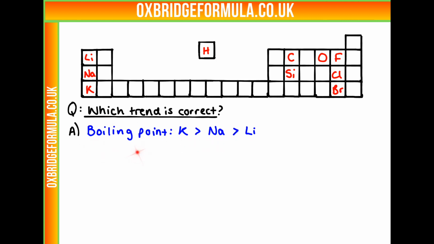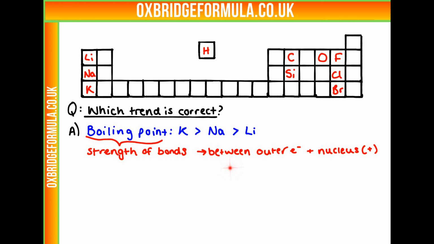Well, let's first think about what actually are boiling points. Boiling points are the strength of the bonds between the atoms. So if they have a stronger bond, it needs more energy to break them apart. And what causes those bonds to be formed? What indicates the strength of those bonds? Well, it's the bonds between the outer electron of one atom and the nucleus of another. So say these are our two atoms. The bonds would be this negative charge attracted to this positive charge.